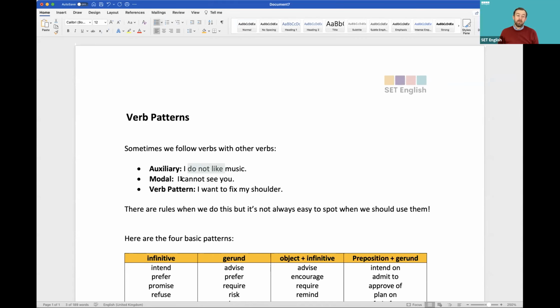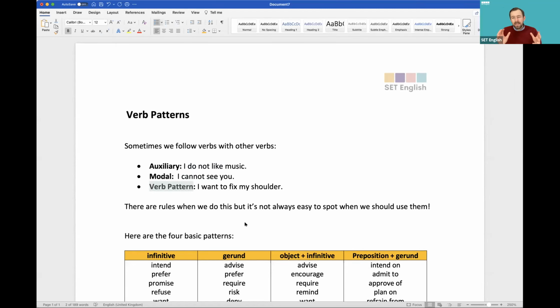Then we've got modal verbs. Sometimes we put a modal verb before a main verb. I cannot see you. I must see you. I have to see you. But what I want to talk about is these, what are called verb patterns. This is really important because it's going to make your writing better and it's going to make you understand reading better.